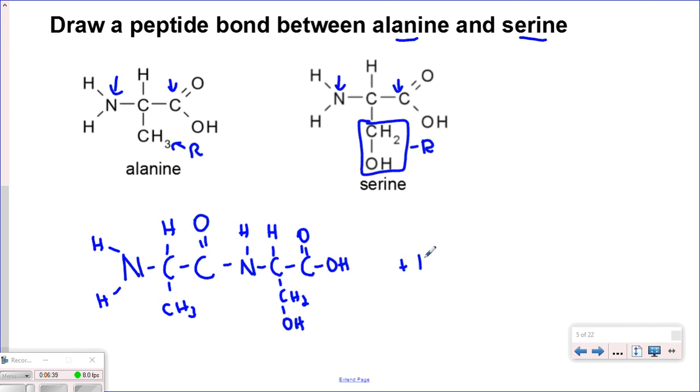And then we should also show the other product of this condensation reaction, which is water. So here, the hydroxyl group, this OH group from the carboxylic acid, is going to be removed. And a hydrogen from this amino group is going to be removed, and these two will combine to form the water. So the formation of water is that condensation reaction.